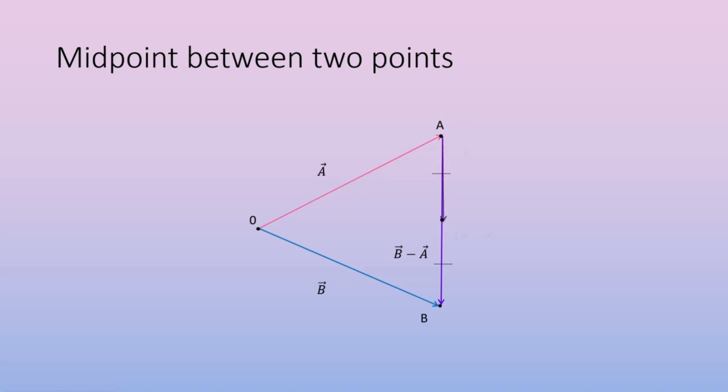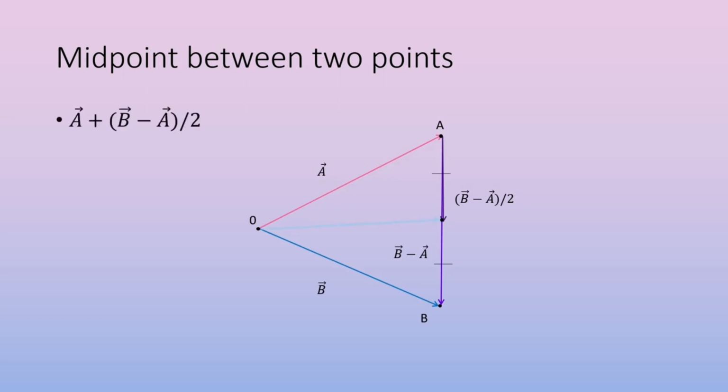So let's draw that out. B minus A over 2. And then let's say you want to find the point where that is. Well, you could start at 0 and then add vector A and then add B minus A over 2. So what is that? Well, let's try to work it out.